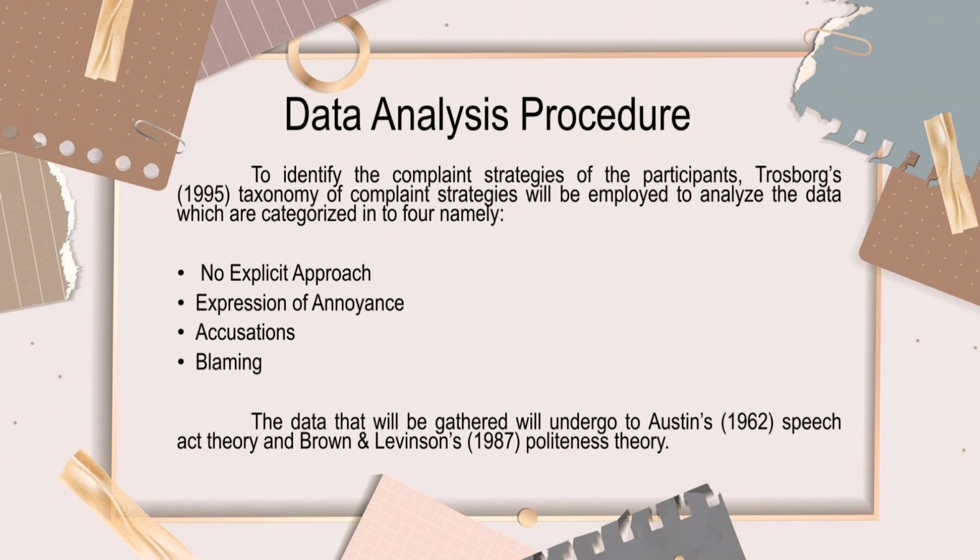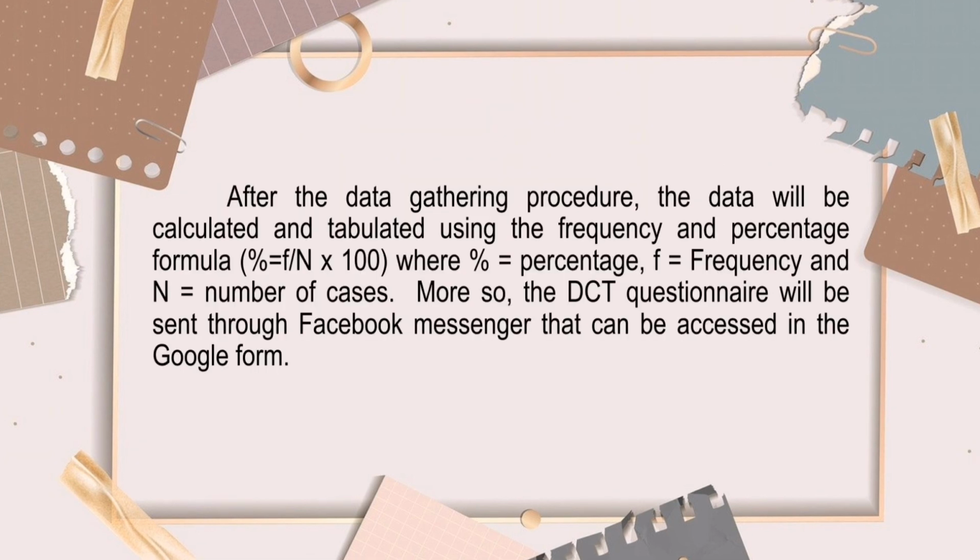In the data analysis procedure, to identify the complaint strategies of the participants, Trosborg's taxonomy of complaint strategies will be employed to analyze the data, which are categorized into four: no explicit reproach, expression of annoyance, accusation, and blaming. In addition, the following taxonomies have their respective subcategory with a total of 8 subcategories. Moreover, the data that will be gathered will undergo Austin's Speech Act theory and Brown and Levinson's politeness theory. After the data gathering procedure, the data will be calculated and tabulated using the frequency and percentage formula. Moreover, the DCT questionnaires for the respondents will be sent through Facebook Messenger that can be accessed in the Google form.